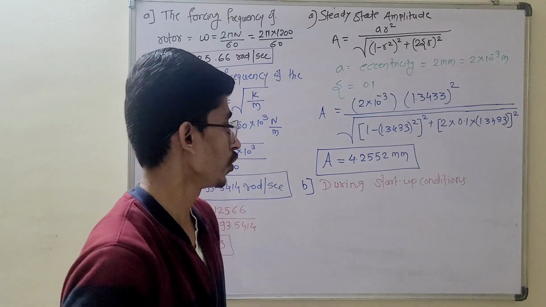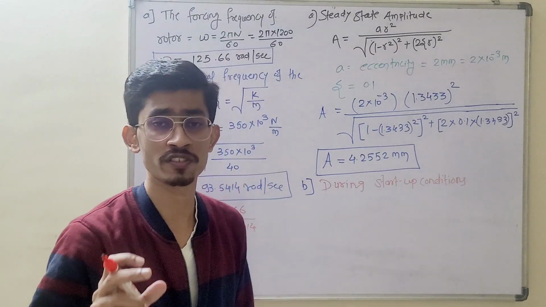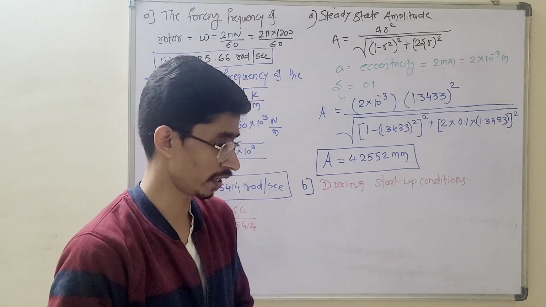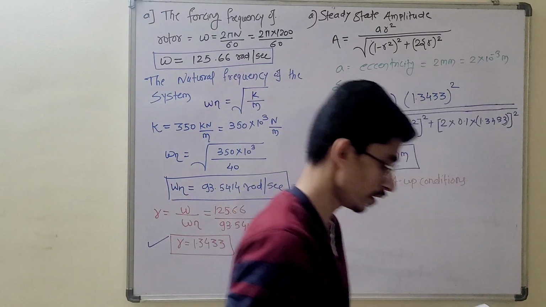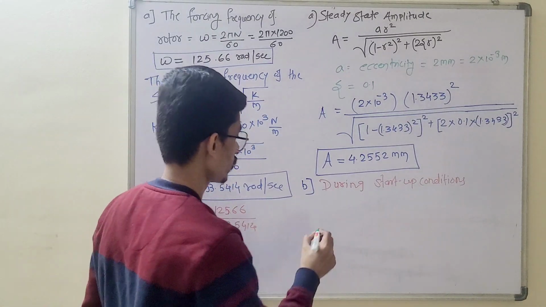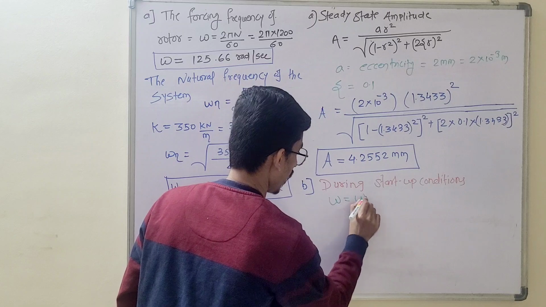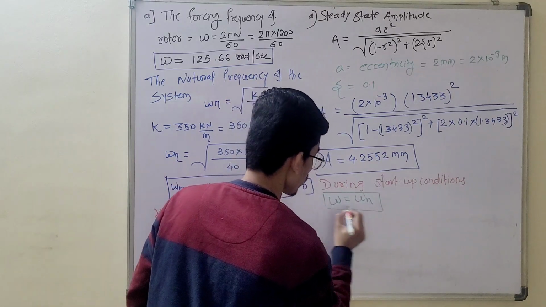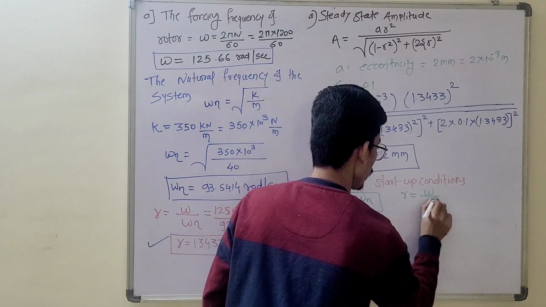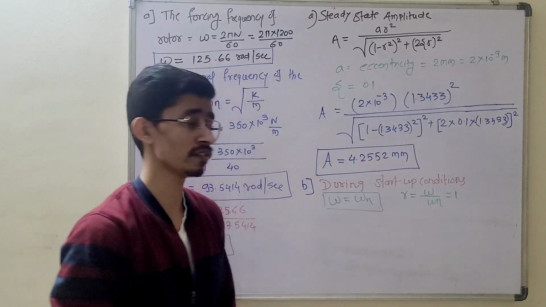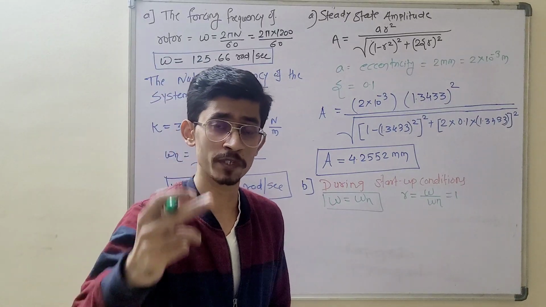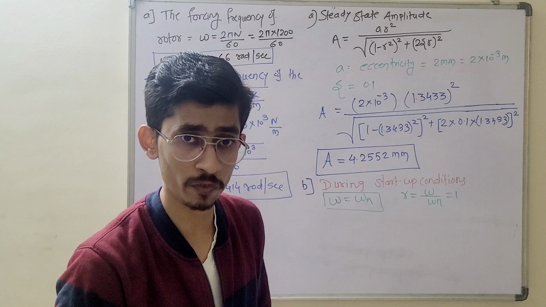So during startup condition, the frequency of the system omega is going to match with the natural frequency of the system. Only you need to remember this. The angular speed of the rotor omega is going to match with the natural frequency of the system. If omega and omega n are the same, then the frequency ratio omega by omega n is equal to 1. During startup conditions, what will be the steady state amplitude they are asking?